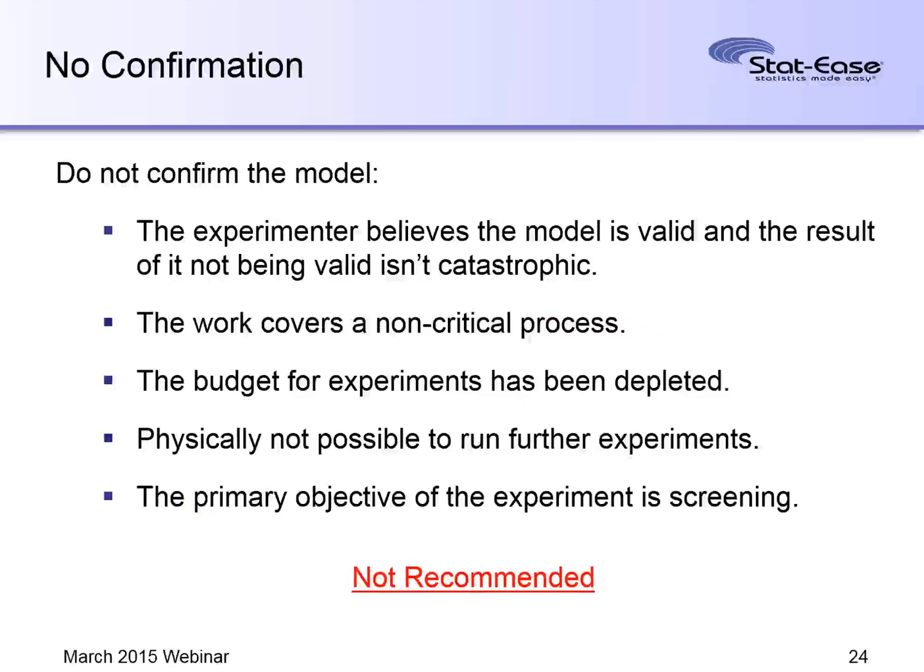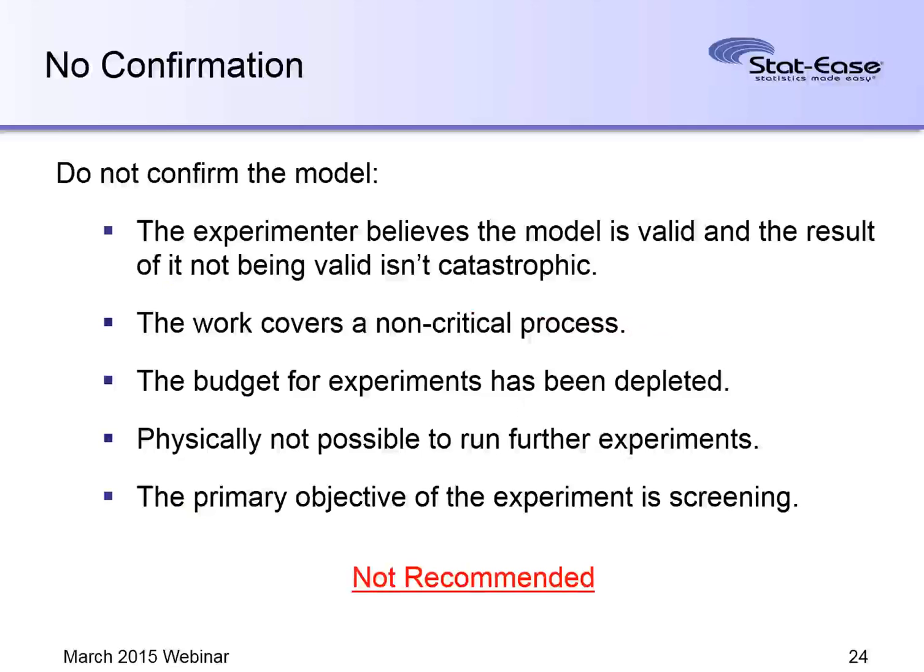Is this ever a reasonable thing to do? Well, in some cases, it may be the only thing you can do. For example, if the experimenter believes that the model is valid using scientific knowledge, using previous results, and so on, and if the result of the model not being valid isn't catastrophic, it may make more sense to not go forth with the confirmation. This is usually a rare occurrence, and typically only occurs when your work involves a non-critical process.